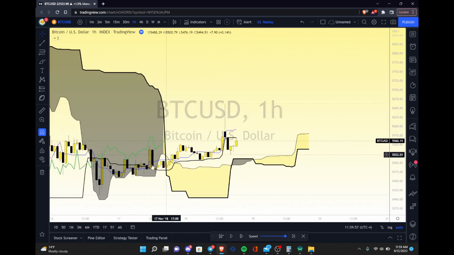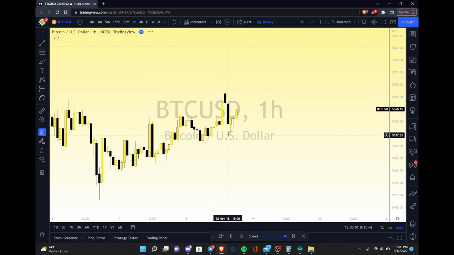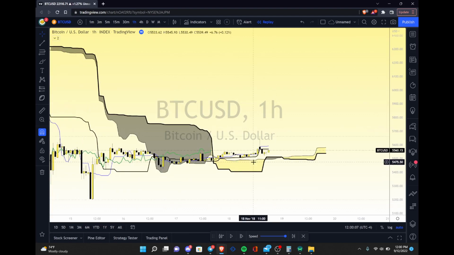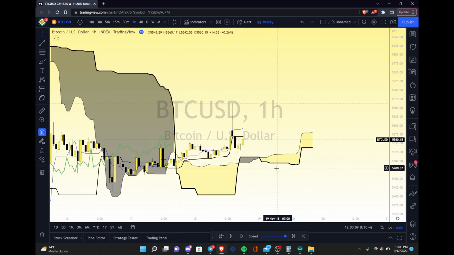And the 1 hour, interesting enough, broke through the cloud. All right, it's under the line, so it's under Tenkan and Kijun, but it broke through the cloud. Lagging span is above the candles, and to me, this is a prime setup to wait and observe the 1 hour to give us a bearish entry.